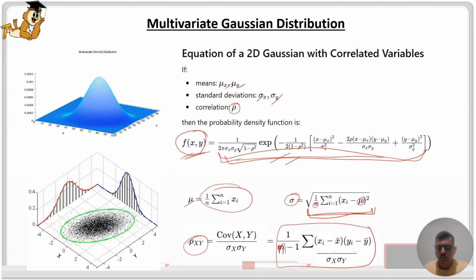Okay, so this is the way you calculate mu, sigma and rho, and you can plug them into this equation to give you the probability density function in 2 dimensions. And you do a similar thing. The equations become more and more complex, of course, but they exist, and that is how you can compute the multivariate Gaussian.